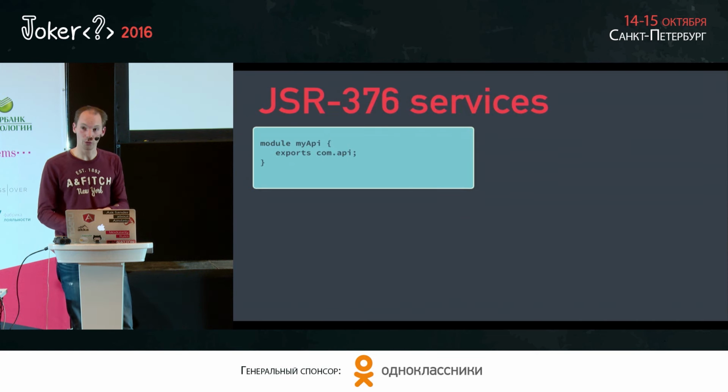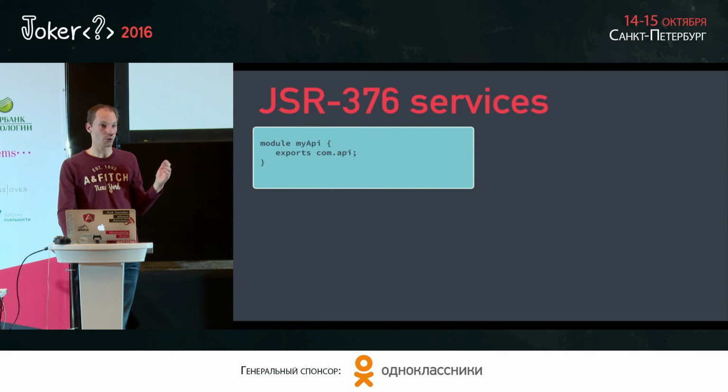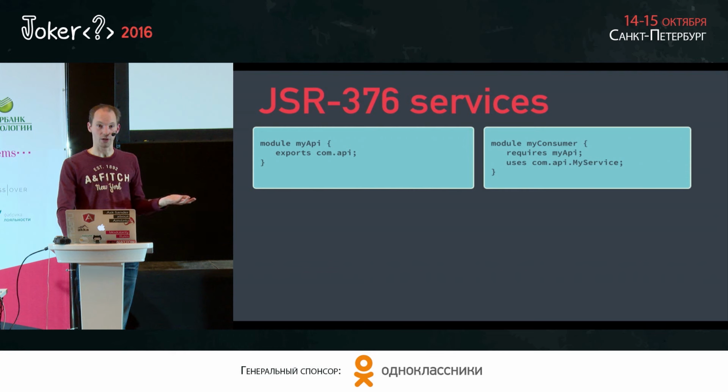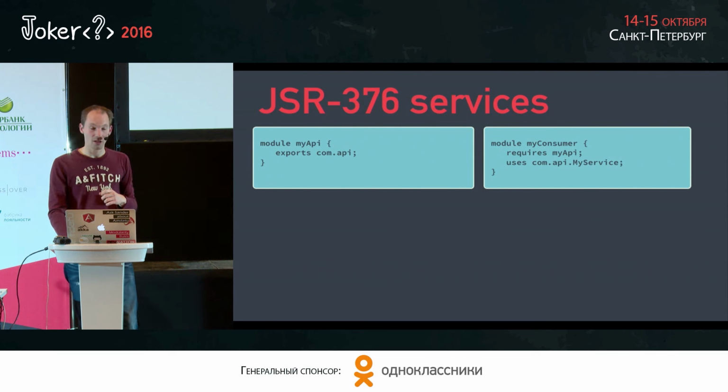So how does this work in the module system when using services? So let's say we have a module, my API, which exports a package, com API, presumably containing an interface. And this is sort of the shared contract between the provider and the consumer. Now we have another module, which is the consumer module. And this one requires my API, because it needs to know about this my service interface. But it also has a second statement where it says, this module uses com API my service, where my service is the interface. So this expresses the intent to the service mechanism that, OK, this module is interested in instances of my service.